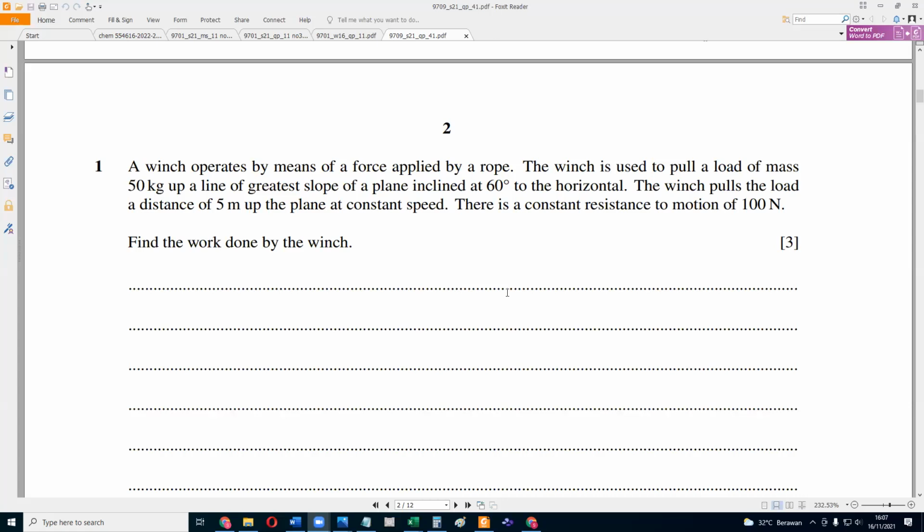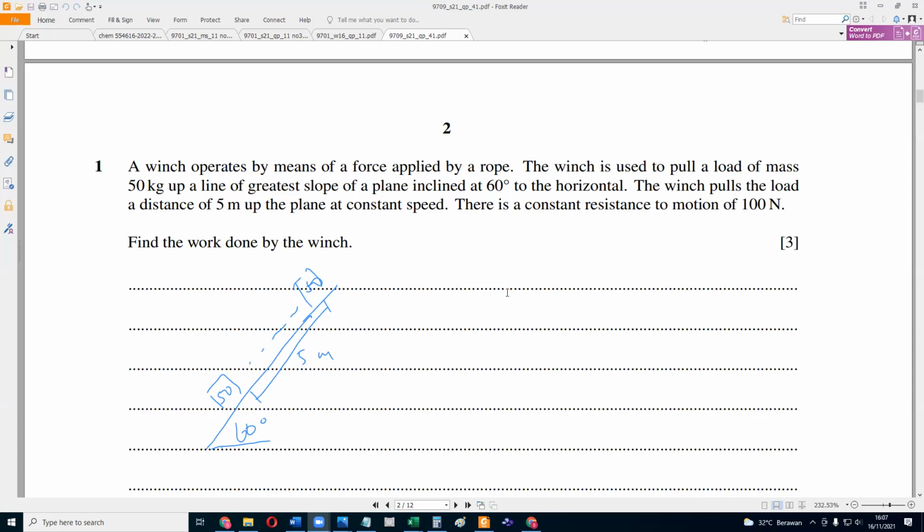Okay, so let's start here. Now in this case, we have an inclined surface which is at 60 degrees to the horizontal. We have something that's going to pull a load. The load is 50 kilograms. And it's going to move to another position, which is 5 meters up the plane.